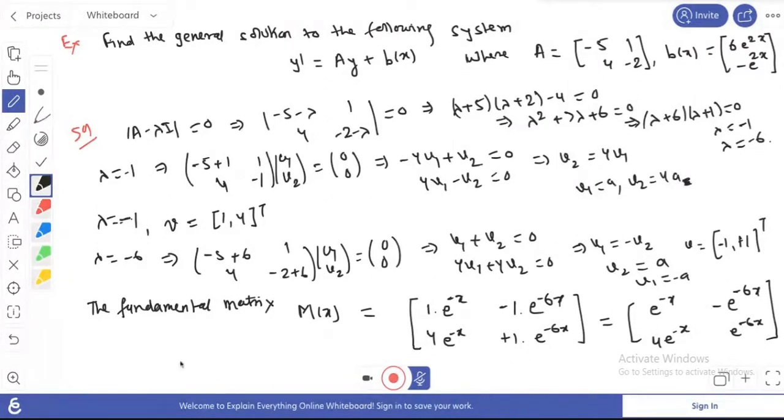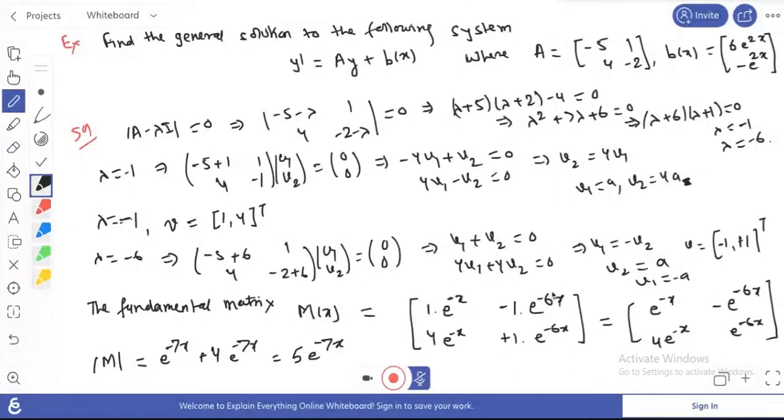This is your m. Now you have to find the determinant of m. If we multiply this out, it equals minus e to the power minus 7x minus 4 e to the power minus 7x, which equals minus 5 e to the power minus 7x. So you have to find m inverse. So what is the m inverse?